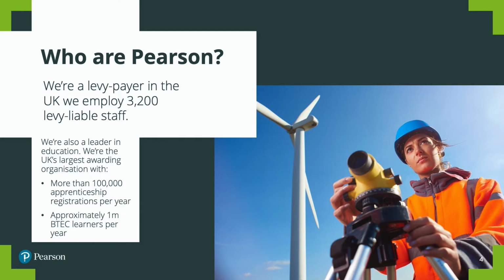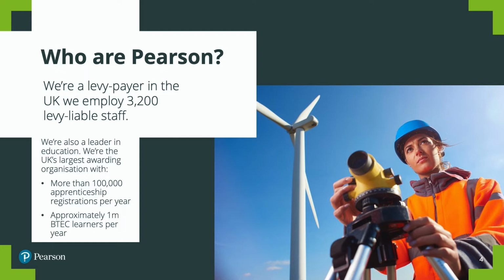Now, why are we here? Why are Pearson, of all people, running this webinar today? Well, two reasons which collide together. Firstly, we're a levy payer. In the United Kingdom, we employ approximately 3,200 levy liable staff. Now, that gives us a fairly substantial levy number. I've been told by my colleague that I should not say what that is, so I won't. But you may assume that it has a number of digits in it.